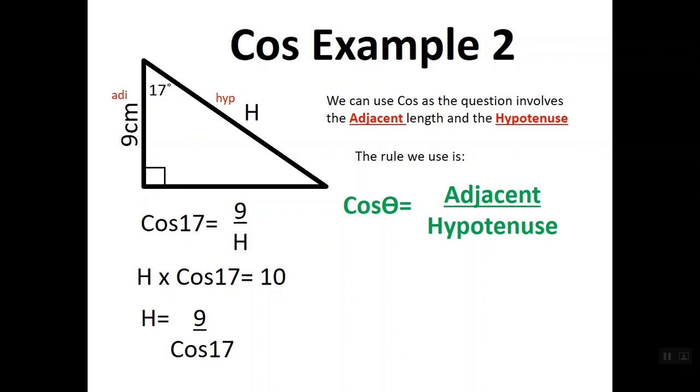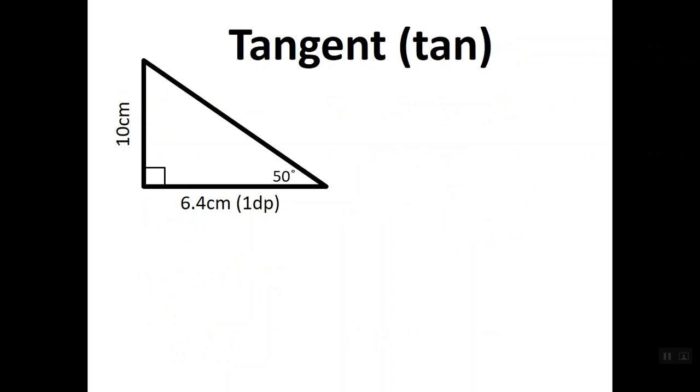When I do that, I get h is equal to 9 divided by cos 17 degrees. And when I put that in my calculator, I should get an answer of 9.41 centimeters correct to 2 decimal places. Now let's look at tan.